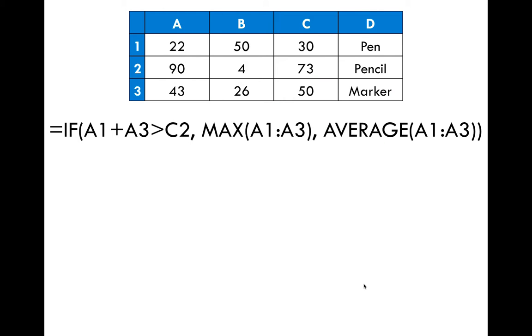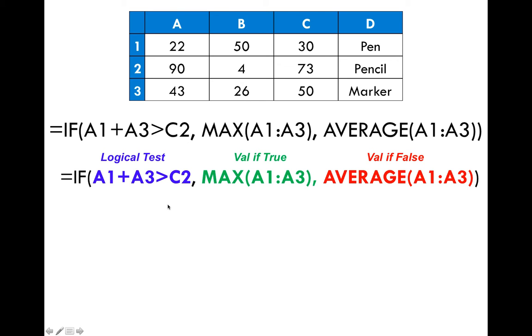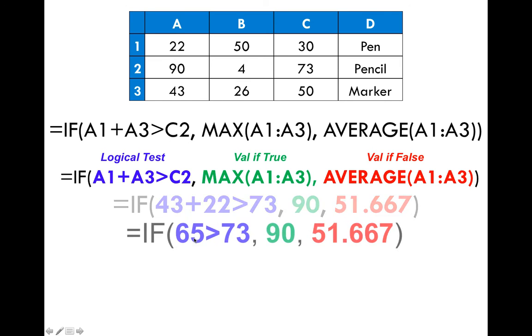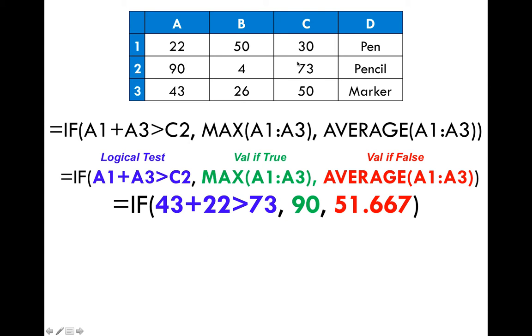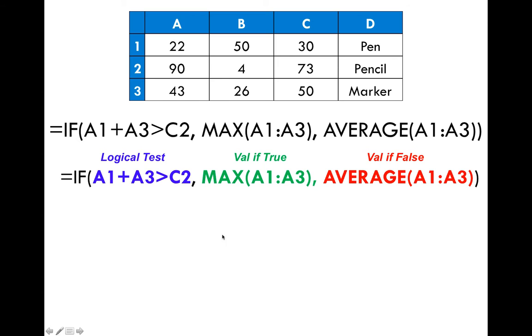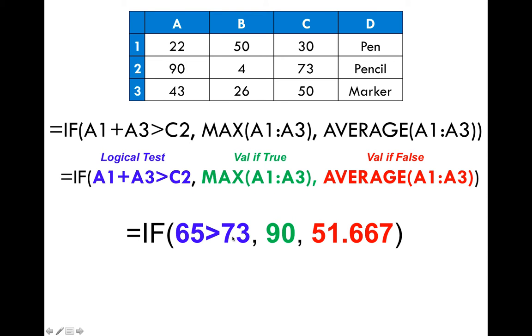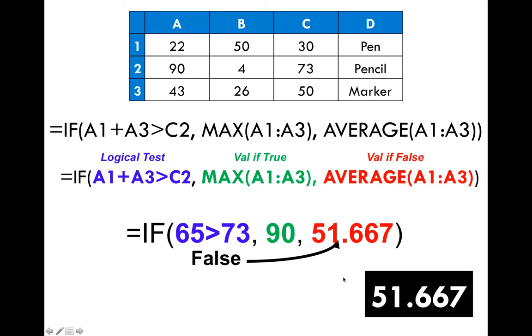And here's the more complicated one. But again, even though there's a lot going on here, it's all the same idea. The logical test: we're going to compare this statement. Is A1 plus A3 greater than C2? A1 is 22. A3 is 43. So 43 plus 22 gives you 65. And C2 is 73. So is 65 greater than 73? In this case, no, it's not. So it's not going to try to find me the largest value in A1 through A3. It's going to go calculate the average of all the numbers in A1 to A3. Ultimately, that's what you'd see in your cell.